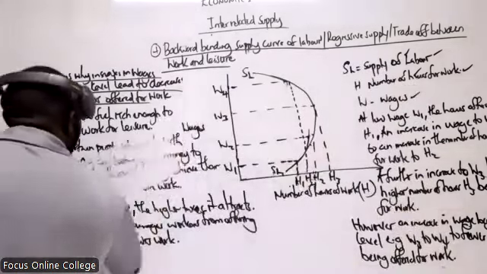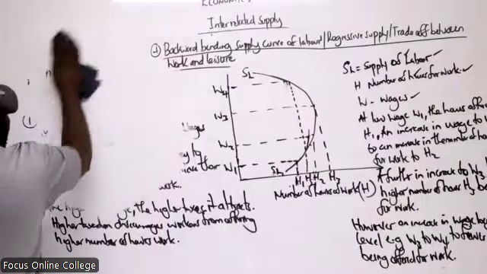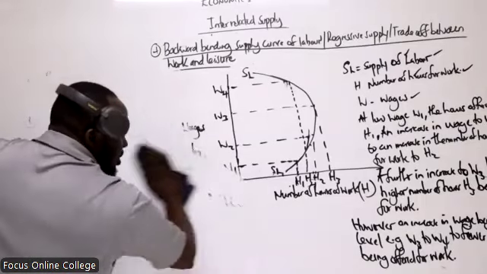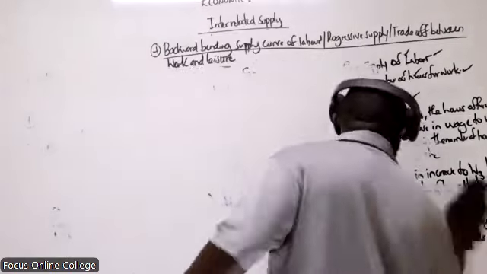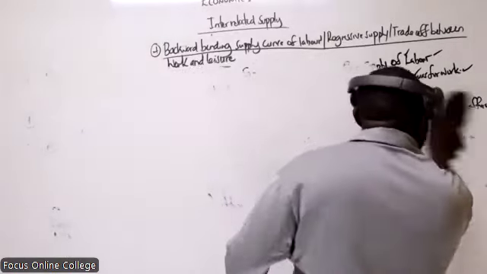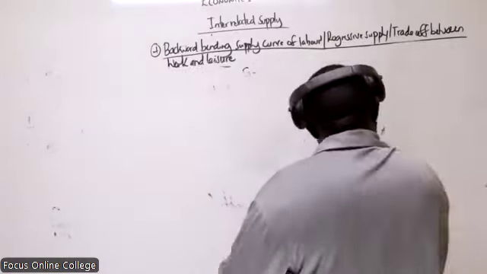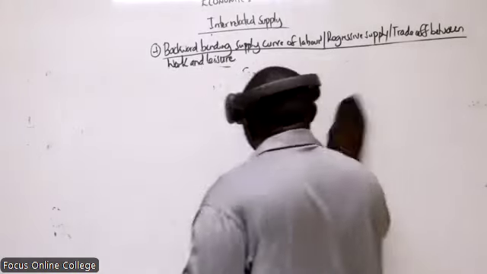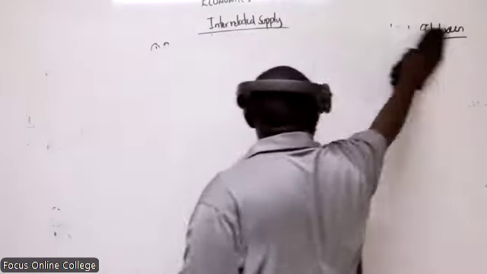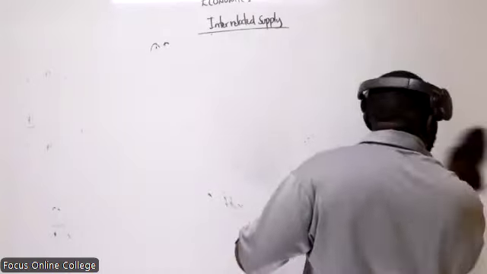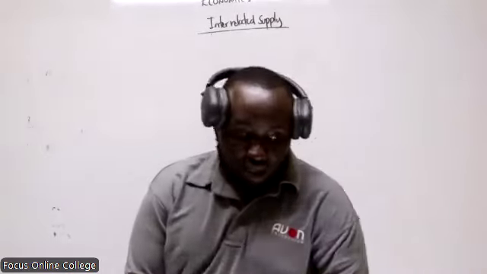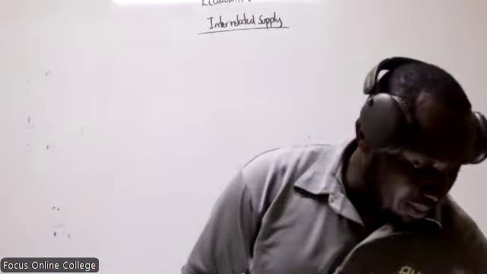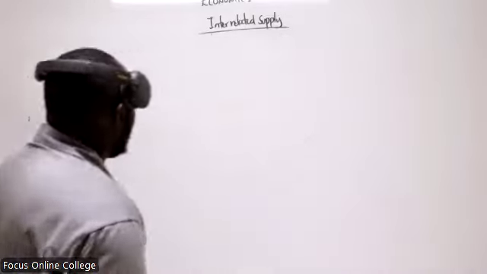So I want us to go to the second exception to the law of supply. The second exception to the law of supply: we say supply of perishable goods.